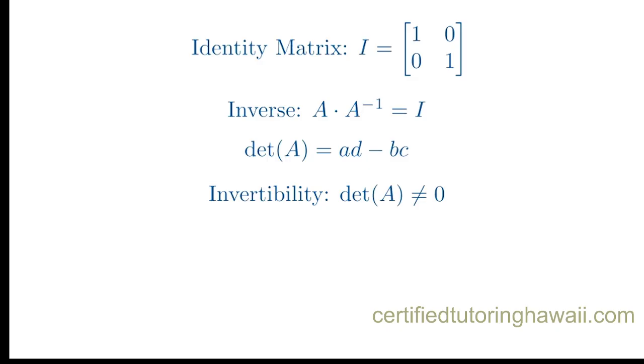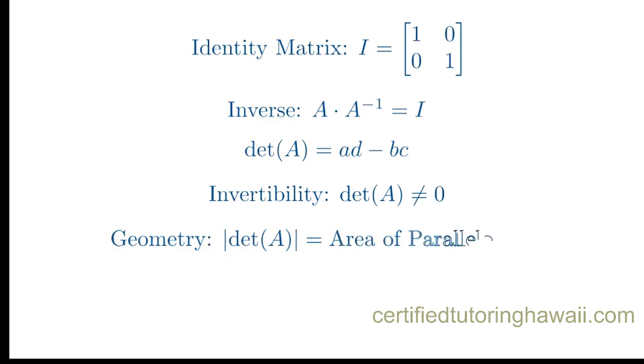Finally, we found a geometric meaning for the determinant. Its absolute value is the area of the parallelogram formed by the matrix's column vectors. If the determinant is 0, the vectors are parallel and the area is 0. You are now equipped to tackle problems involving matrix inverses and determinants for 2 by 2 matrices.